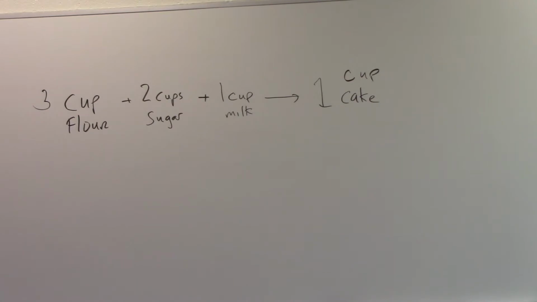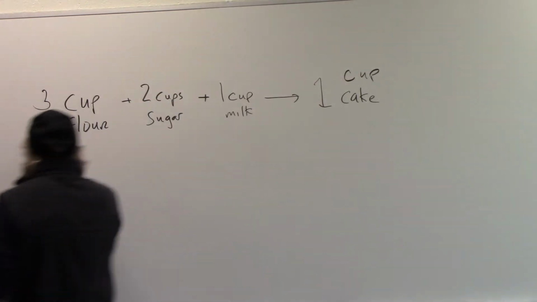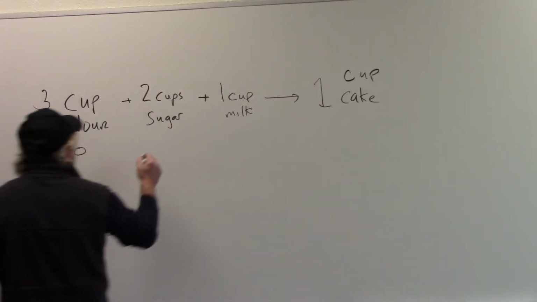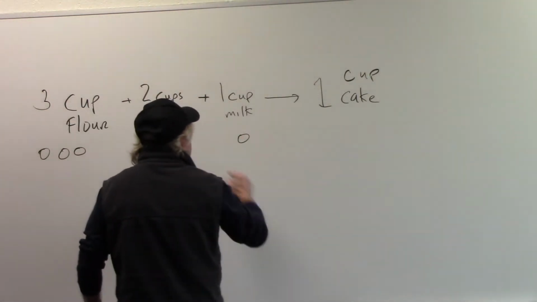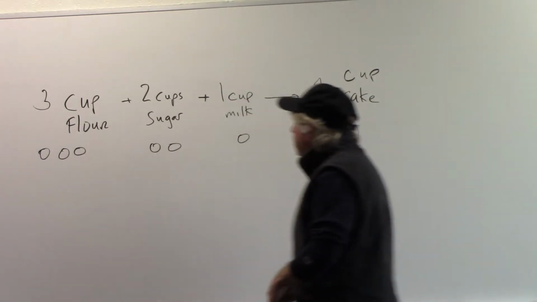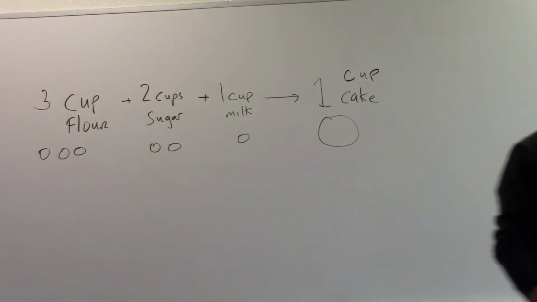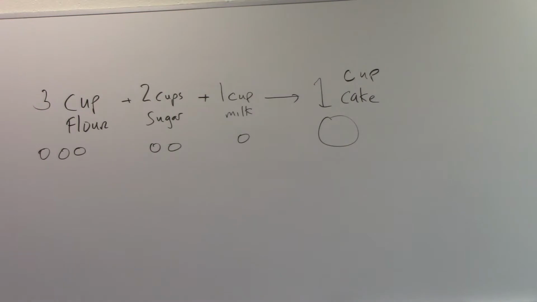Okay, so now let's just do some simple things. One way to think about this is visually: take 3 cups, 2, 1, and you end up with 1 cup of cake. All right, that's simple enough. So that's 1 recipe.